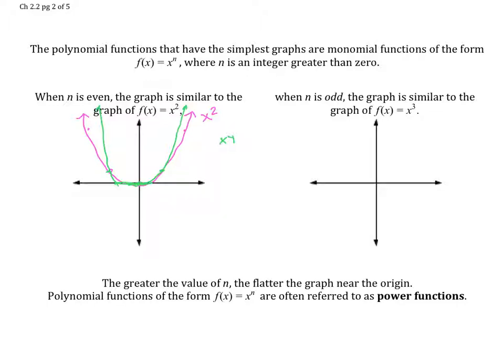When n is odd, the graph is similar to the graph of f of x equals x cubed. So x cubed looks like this. And then if you think about the other graph, like x to the fifth, it's very similar, but again, it gets more flat near the origin. So that is x to the fifth power. And it tells us at the bottom, the greater the value of n, the flatter the graph near the origin. Polynomial functions of the form f of x equals x to the n are often referred to as power functions.